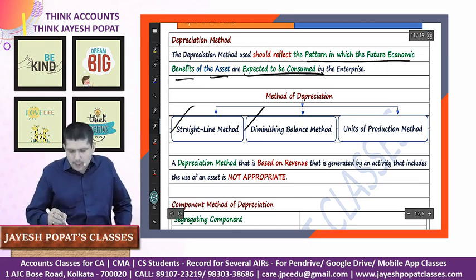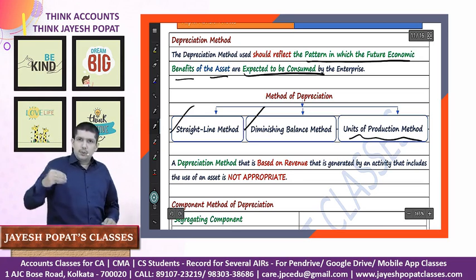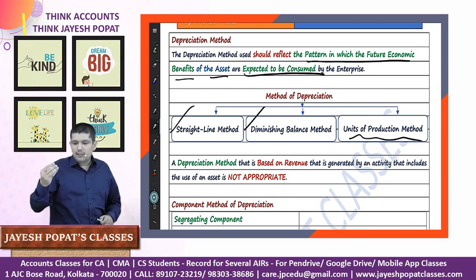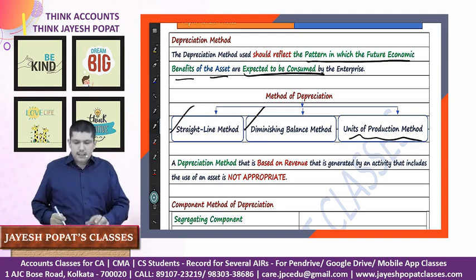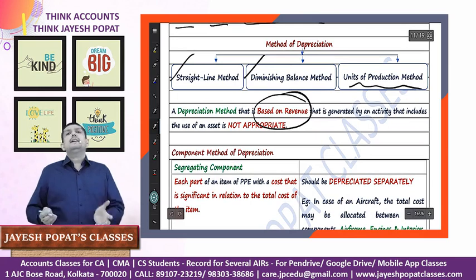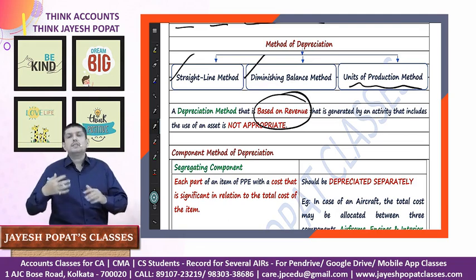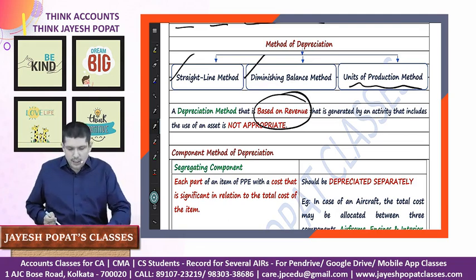There's the straight line method, there's the diminishing balance method, and the unit of production method, something you would have studied at your foundation level, which is, let's say, the production unit method or machine hour method or maybe the depletion method, etc. A depreciation method which is based on revenue generated by that asset is not considered appropriate, right? You should not charge depreciation based on your expectation of generation of revenue from that particular asset.